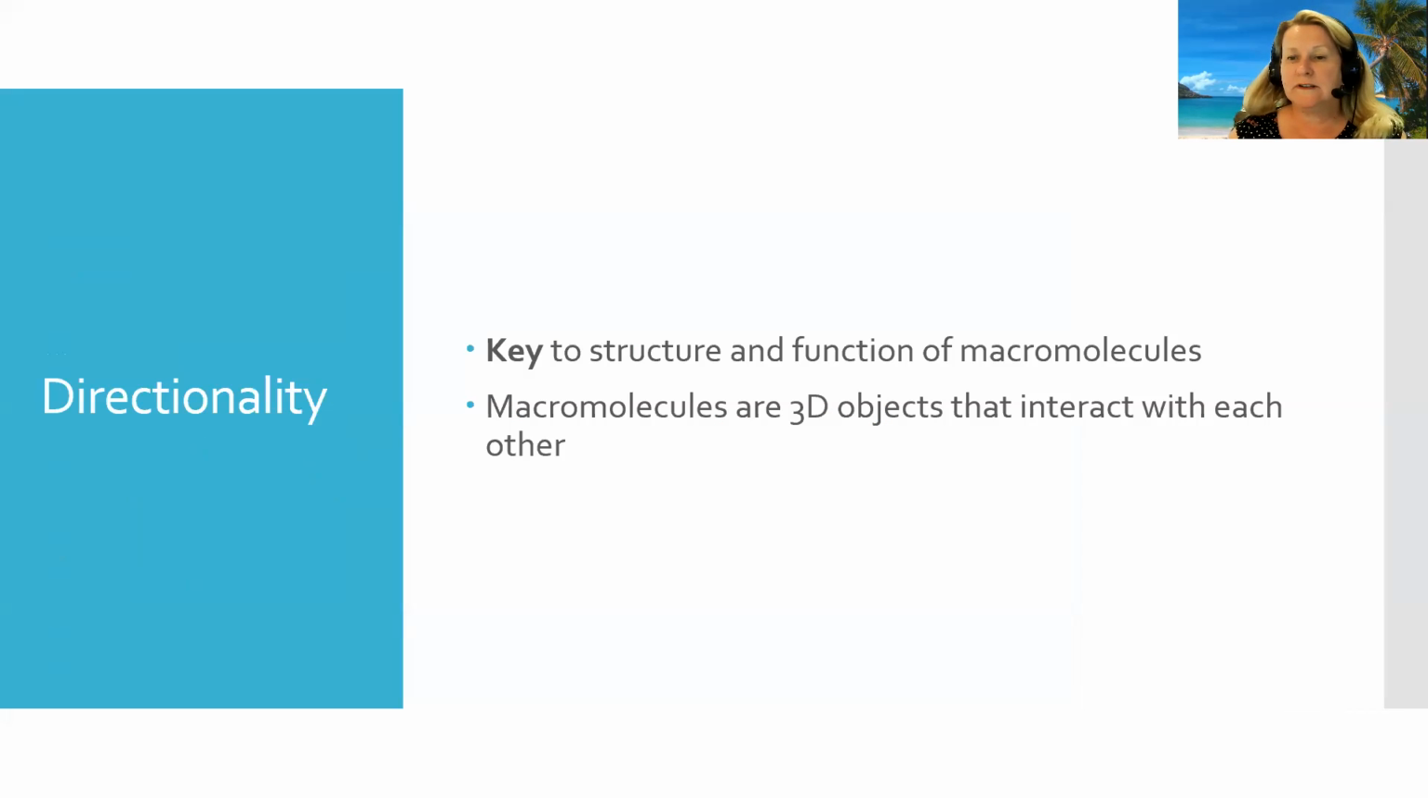Before we do all three, let's talk about something called directionality. Directionality is basically the key to understanding the structure and function of macromolecules, I think. That's because even though they look two-dimensional when we're looking at the structures on the page in our textbook or on this PowerPoint presentation, we need to remember that macromolecules are three-dimensional objects that interact with each other.